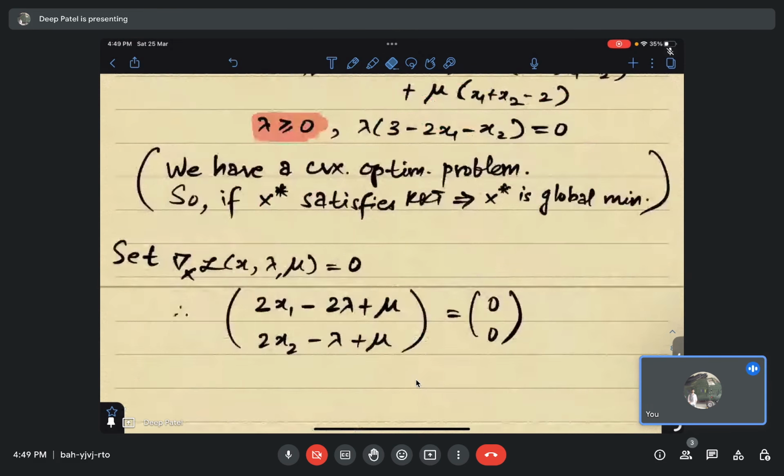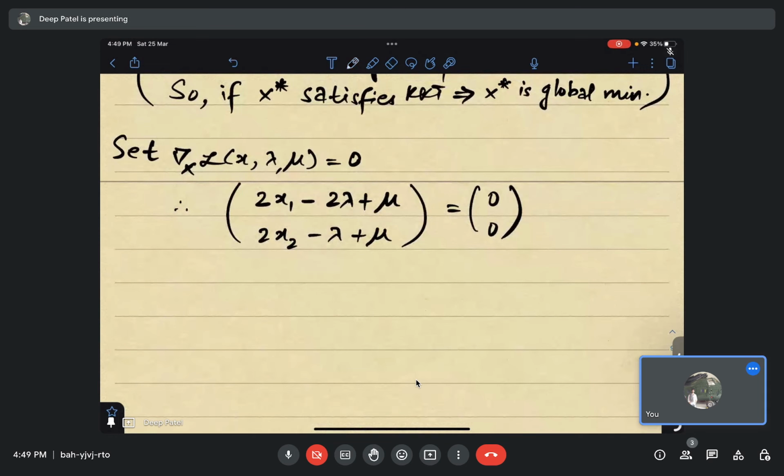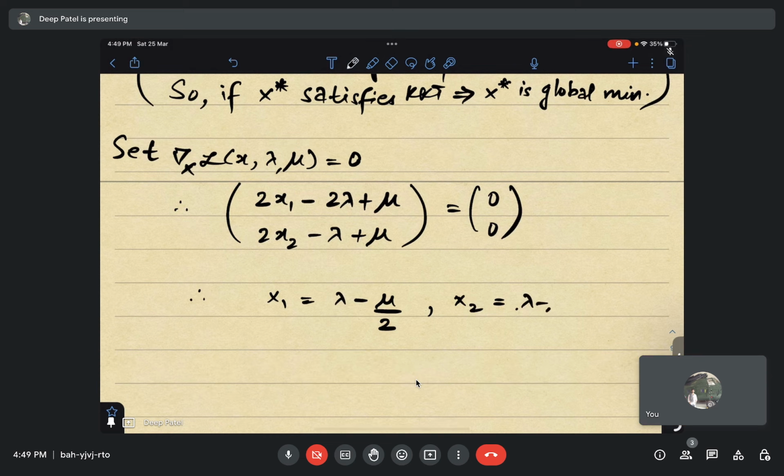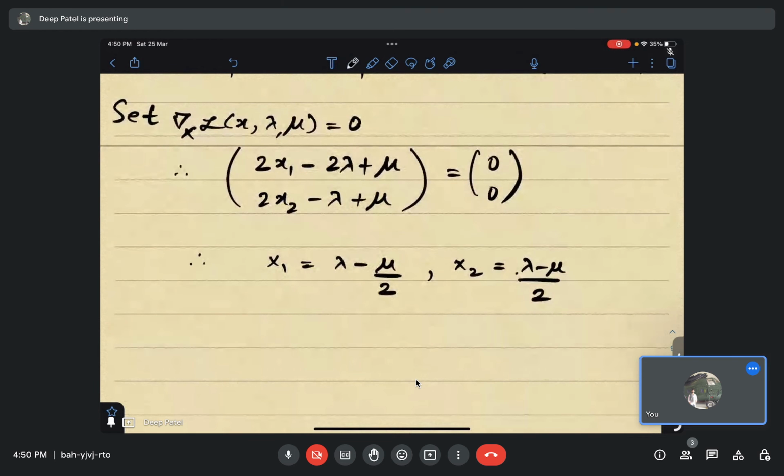So let's continue with what we are doing here. What can we write from here? Here it's lambda minus mu by 2. Now what can we do? You can put it in the complementary slackness. No, we can do something even simpler.